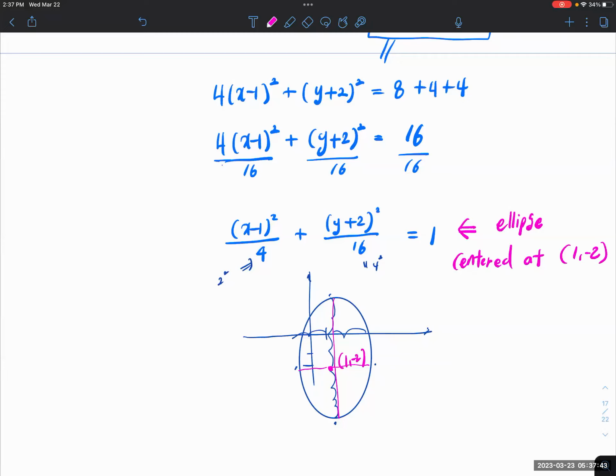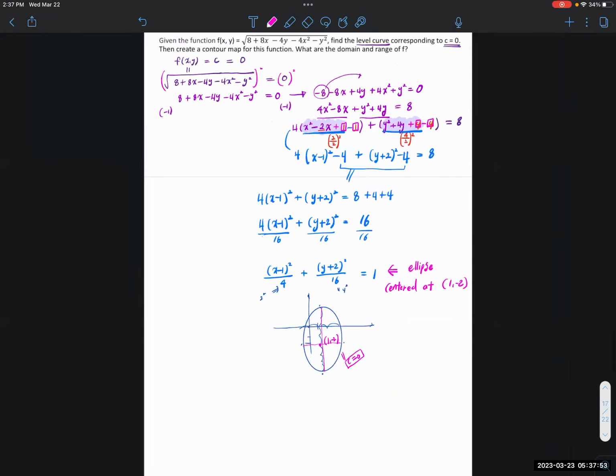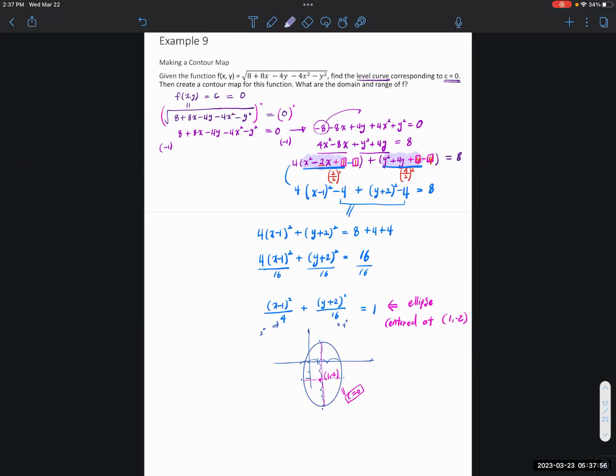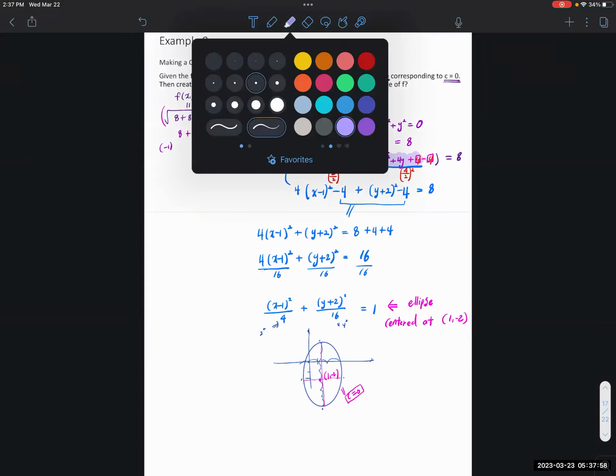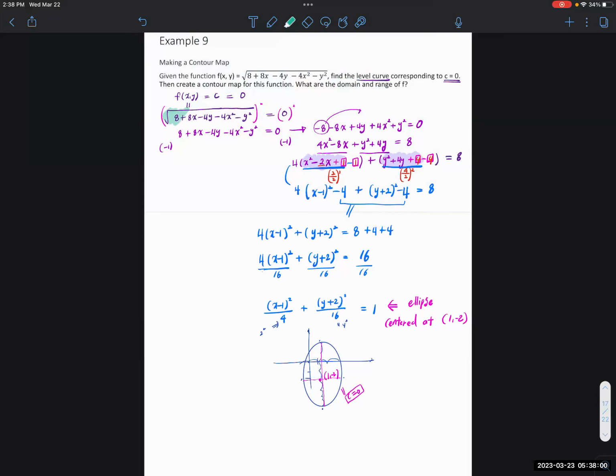So let's keep going. This is the one, when c equals 0. Hold up there. This function we just talked about, when this function is equal to 0, you have an ellipse. Okay, so this is c equals 0.